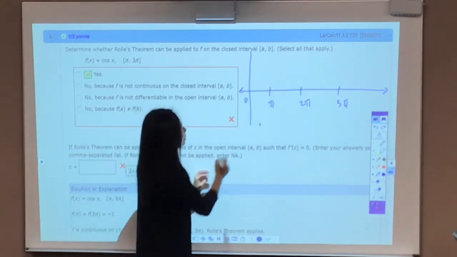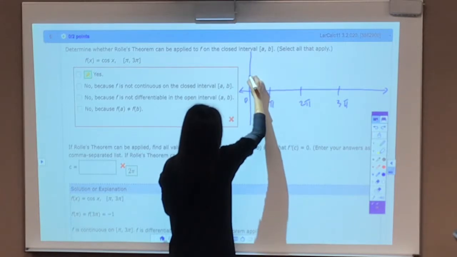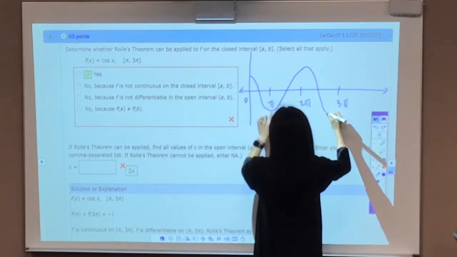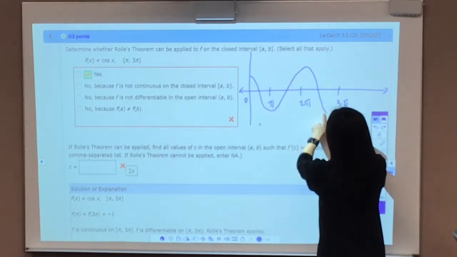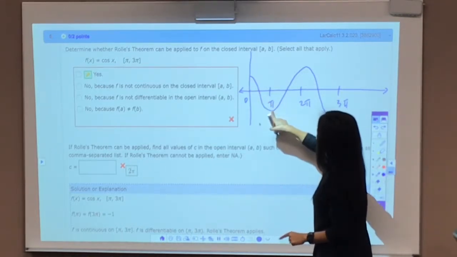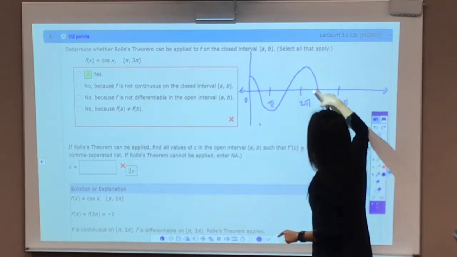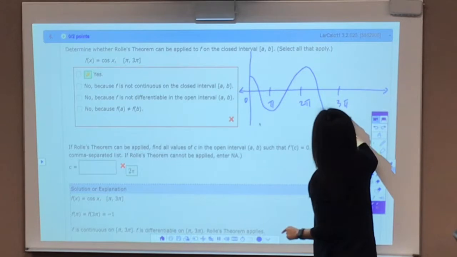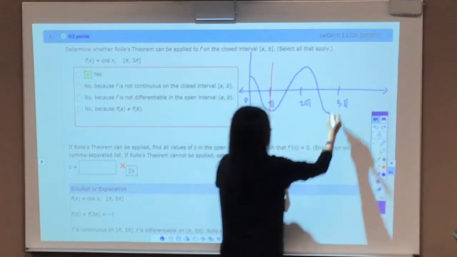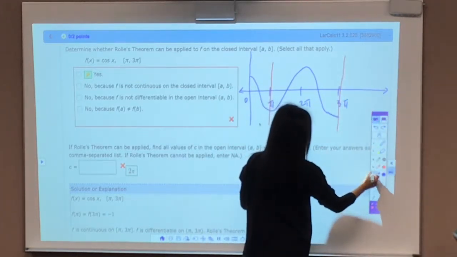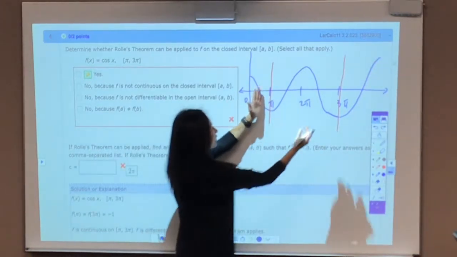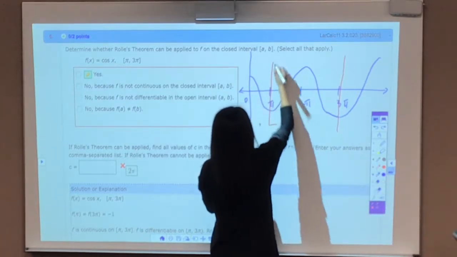So I'm looking at the pi, go up and down. Okay, but I am only interested in where? Are you with me? That's the cosine. I'm only interested in where my interval is. This is the only part I am interested in.